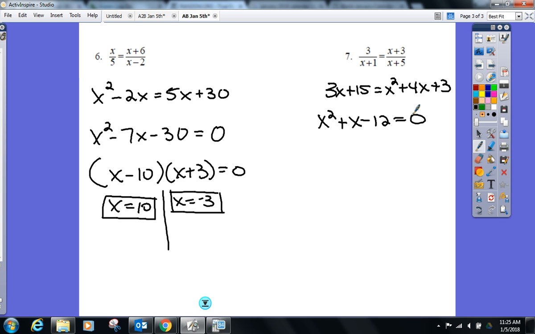It's got to add to what's your b value here? 1. So do these two add to 1? So it can't be those two. It's got to be another pair.